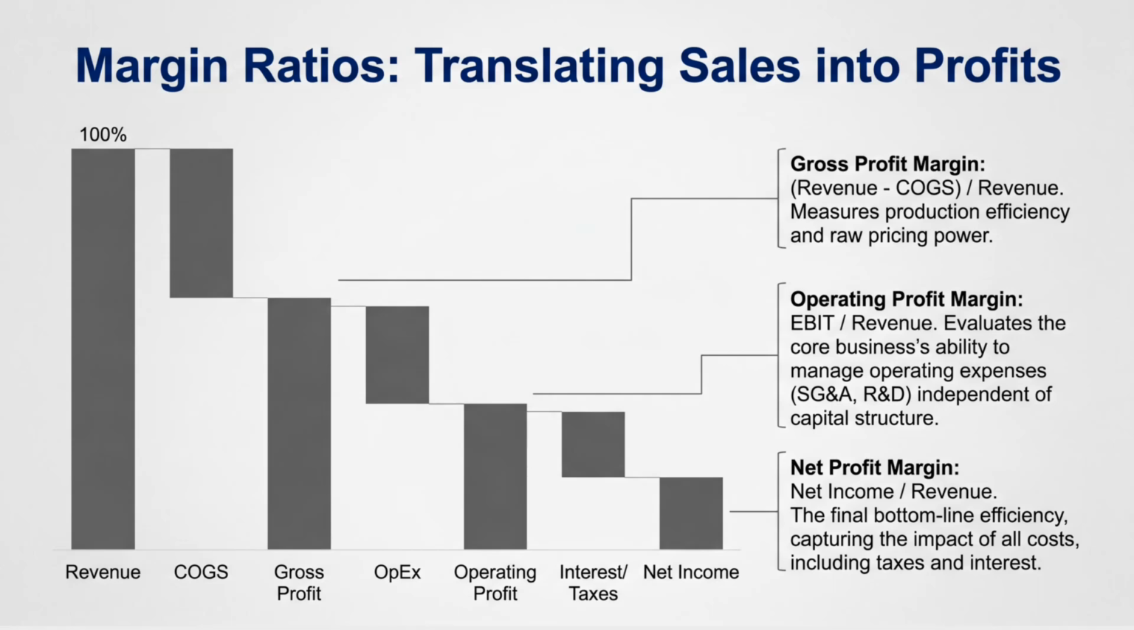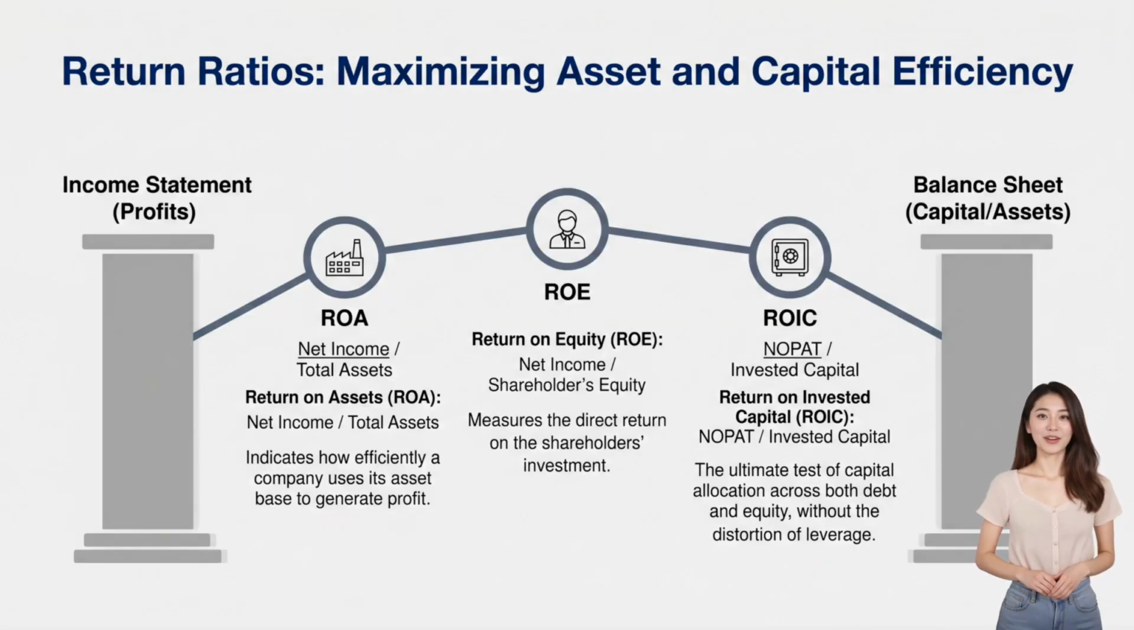You can see how cost of goods sold and operating expenses sequentially reduce profits, and the slide explains that gross margin measures production efficiency, operating margin isolates core operations, and net margin captures the final bottom line after taxes and interest.